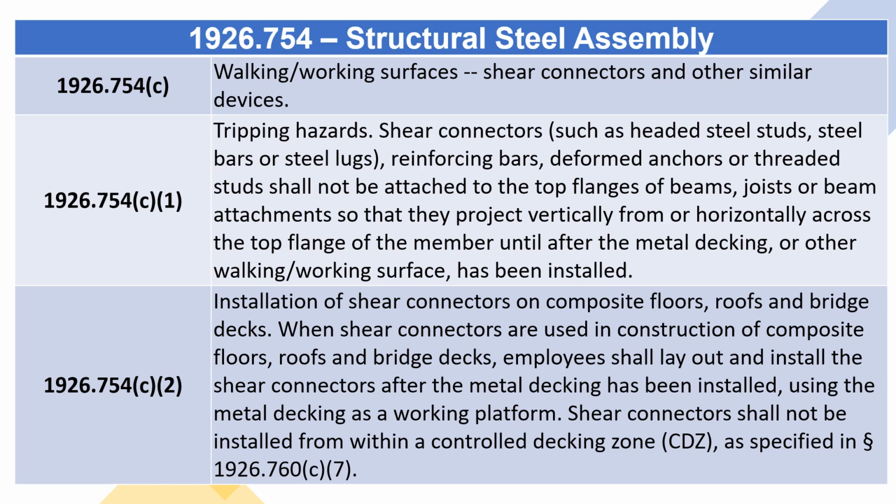1926.754(c)(2): Installation of shear connectors on composite floors, roofs and bridge decks. When shear connectors are used in construction of composite floors, roofs and bridge decks, employees shall lay out and install the shear connectors after the metal decking has been installed, using the metal decking as a working platform. Shear connectors shall not be installed from within a controlled decking zone (CDZ), as specified in Section 1926.760(c)(7).